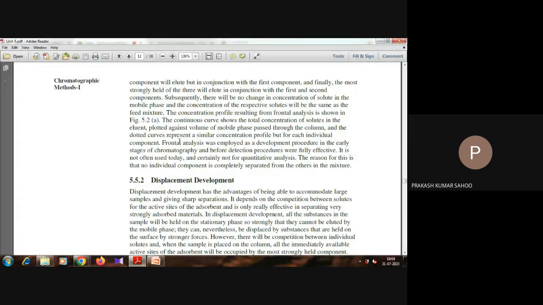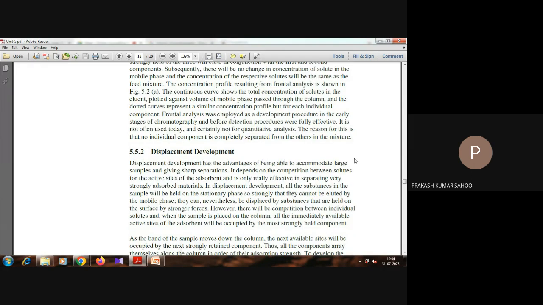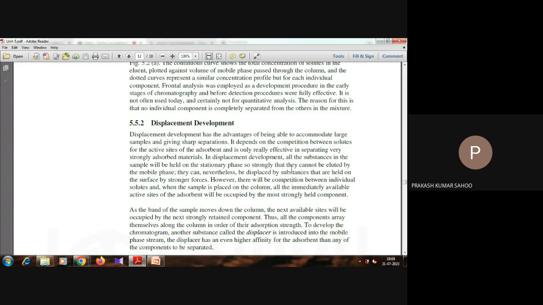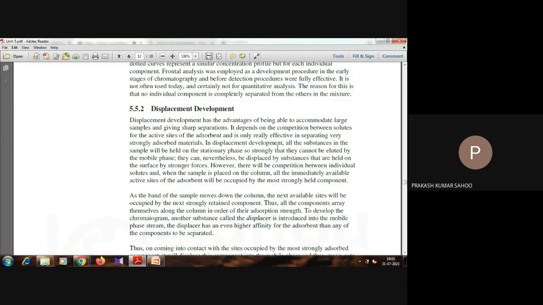Frontal analysis is employed as a development procedure in the early stage of chromatography and before detection procedures are fully effective. It is not often used today and certainly not for quantitative analysis. The reason is that no individual component is completely separated from the others in the mixture. So there will be no 100% separation of an individual component from the mixture.